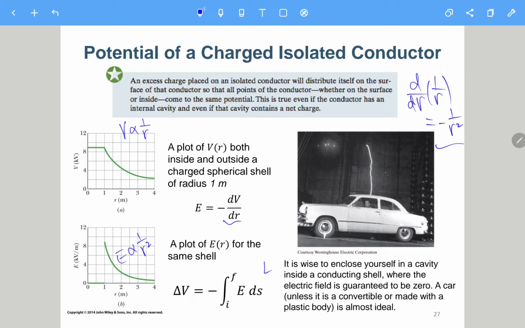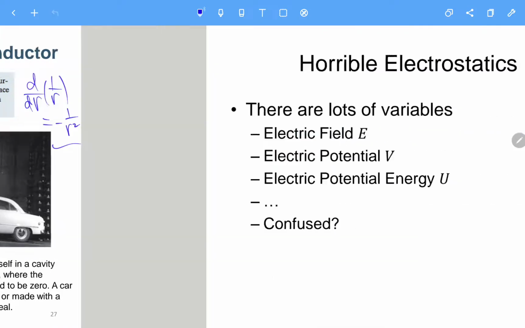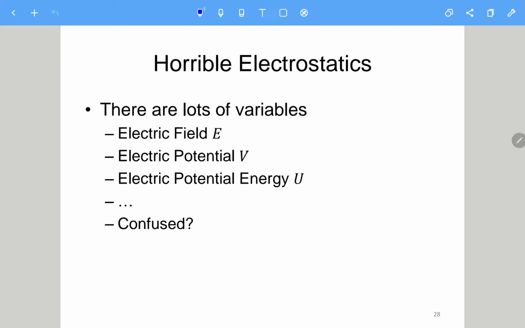You can get the potential first to get the electric field, or you can get the electric field first to get the electric potential. Both directions are okay. Up till now, from chapter 21 to chapter 24, we have learned several variables. We learned Coulomb's force in chapter 21, then electric field in chapter 22, and then V and U in this chapter.